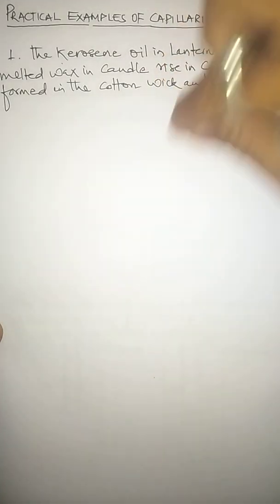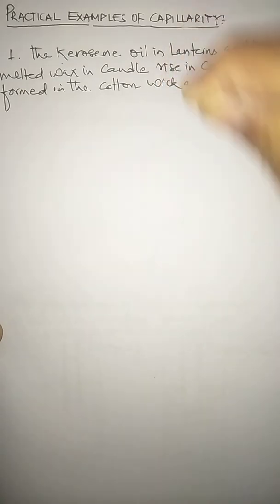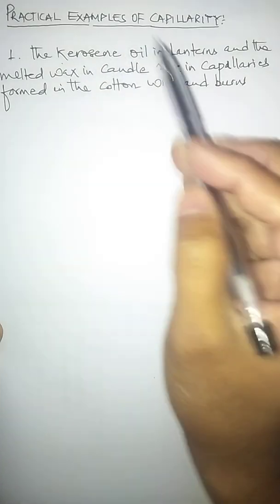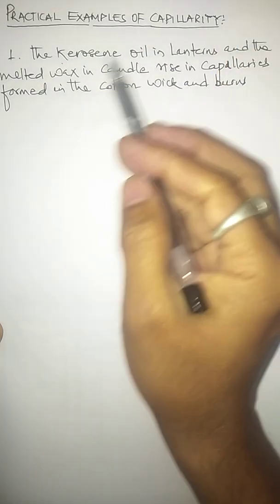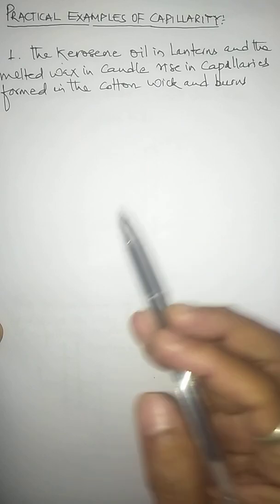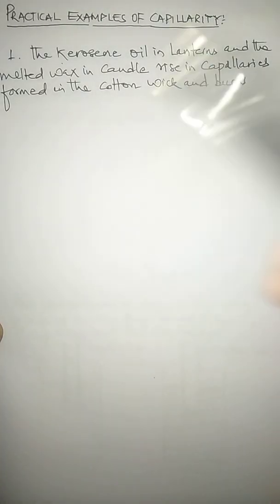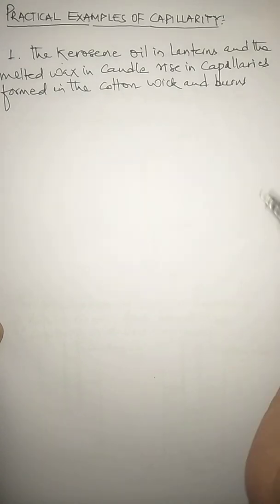So capillaries, as you know, are very fine, thin, hair-like pores, just like a tube, where the melted wax and even the kerosene oil can pass through. It forms like a liquid column, so that due to these capillaries the cotton wick continuously burns. So this is number one application, or example, that I can simply call an example of capillarity.